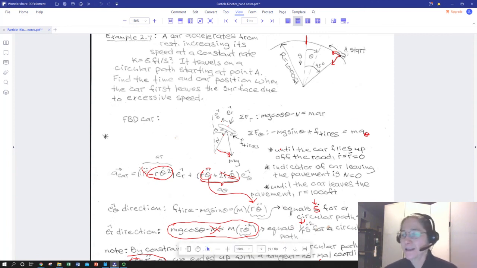So that is it for this example. This is the last of our examples for particle kinetics. And so next topic we'll be diving into work energy and impulse momentum, which will be other ways that we can get equations of motions from forces in a little bit different scenarios, or from situations where a force balance might be hard to get. So stay tuned.